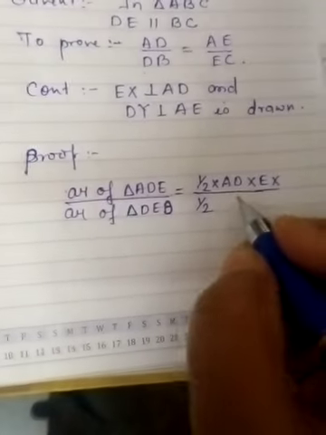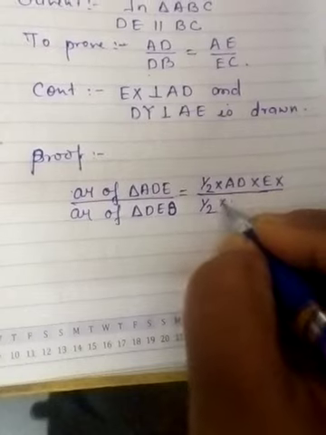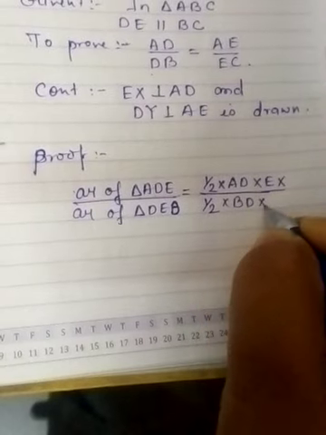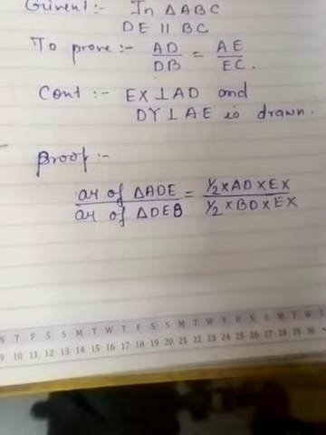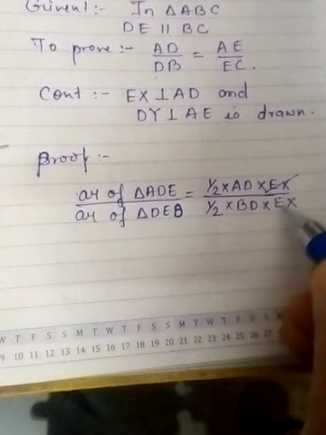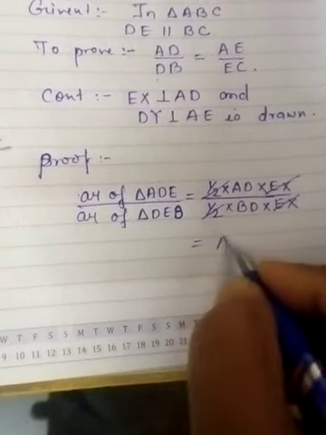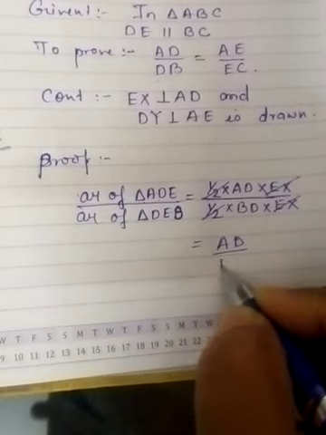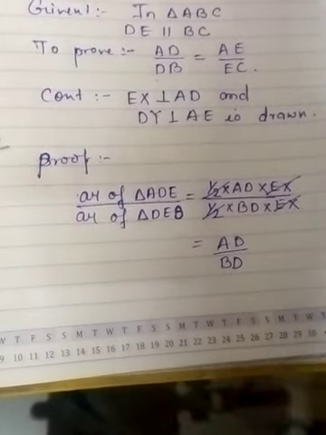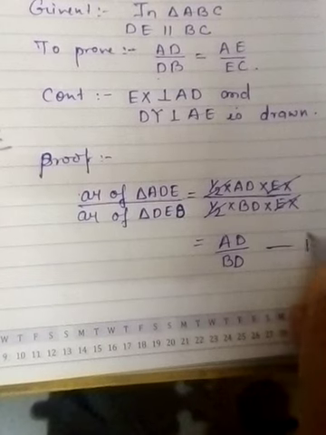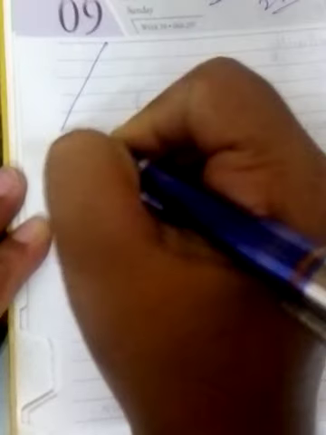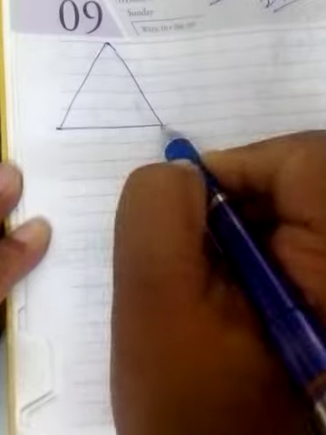So I will write here half into BD into EX. Now EX and EX get cancelled, half and half get cancelled, and we get here AD by BD. Let it be equation 1. Now, next one. Now again I am going to take the same triangle but from the next side.